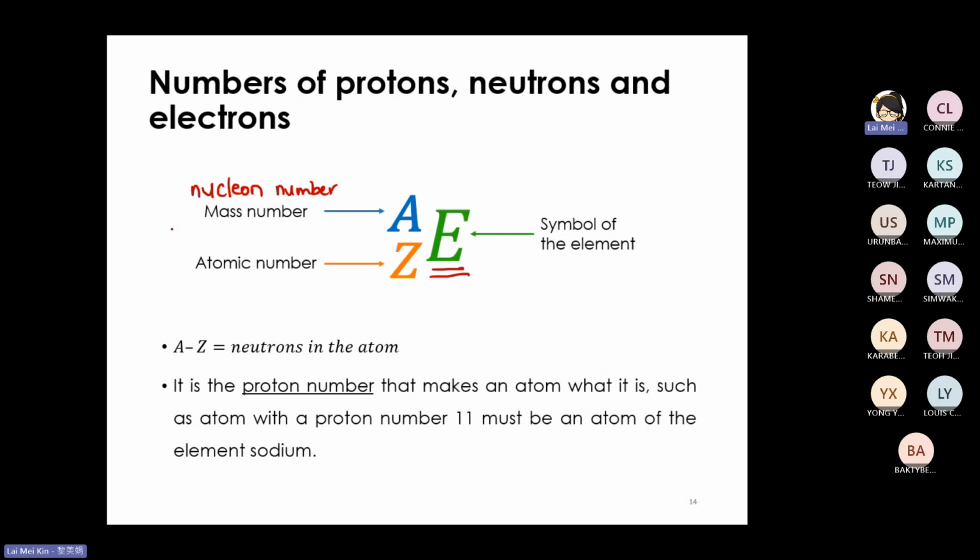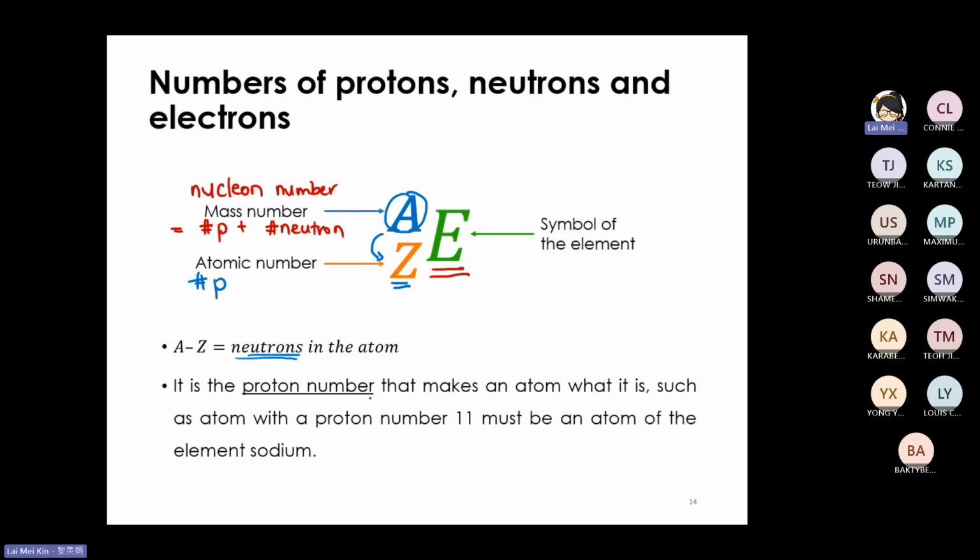Okay, and what is nucleon number? Proton plus neutron. And then what is atomic number? Number of protons. Okay, very good. So if I want the number of neutrons, I use the nucleon number A minus the proton number.